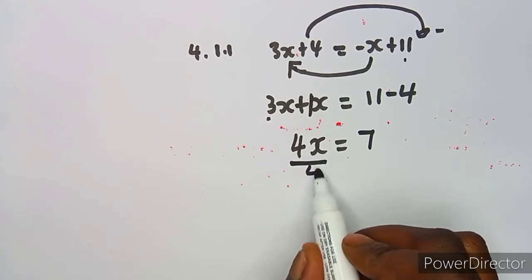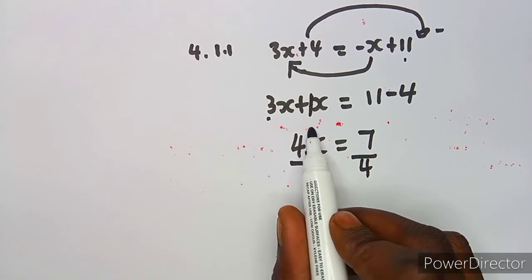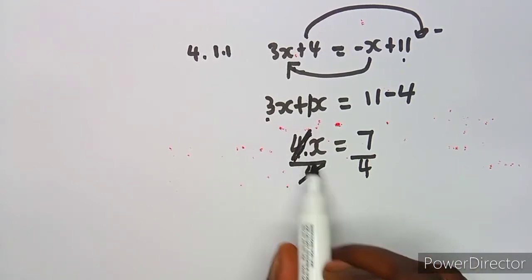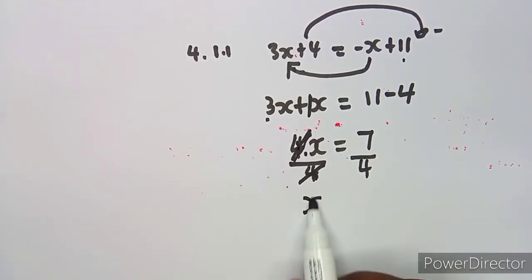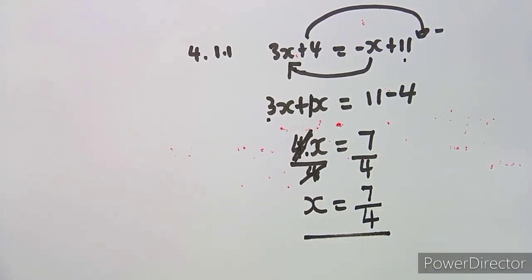Then you can divide by 4. Since you want to find this value of x, you divide by the number that is multiplying this one, so that you can cancel it on x. Then your x is going to be 7 over 4, like this. So that is what you are going to have at the end.